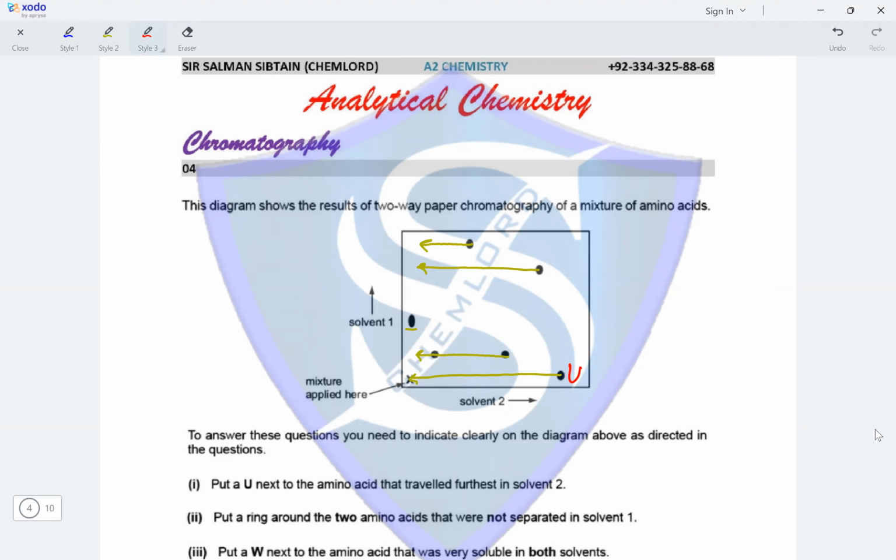Next, put a ring around two amino acids that were not separated in solvent 1. So this and this, they were exactly at the same position when solvent 1 was used, according to the arrow we had already drawn.